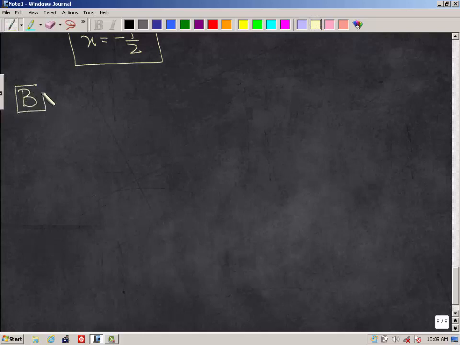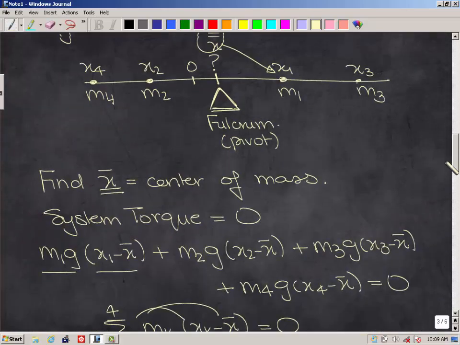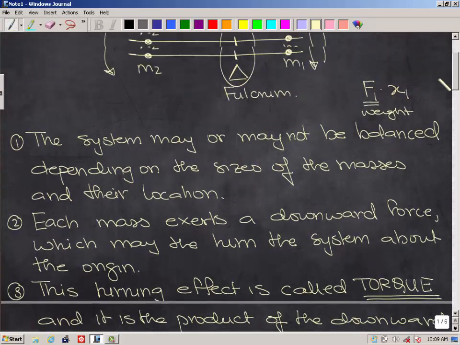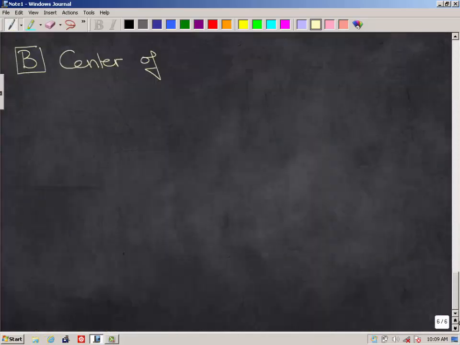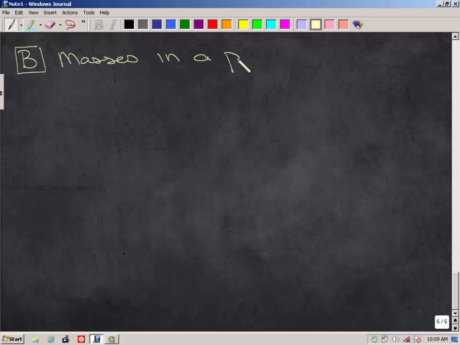Let's graduate and talk about center of mass in a plane. Actually, what did we say before? It was masses on a line. So let's talk about masses in a plane. We want to find the center of mass if masses are located in a plane, that means in the xy plane. Right now we just did where they were located on a single line, so in the x-axis.